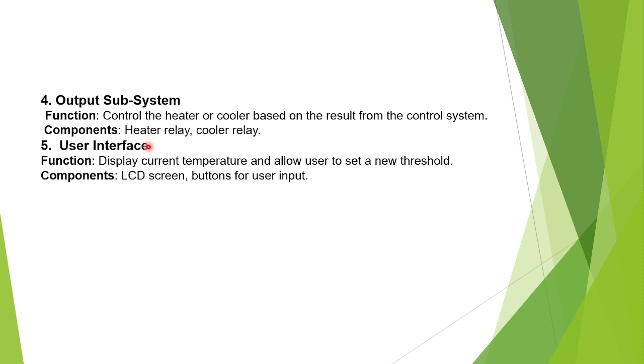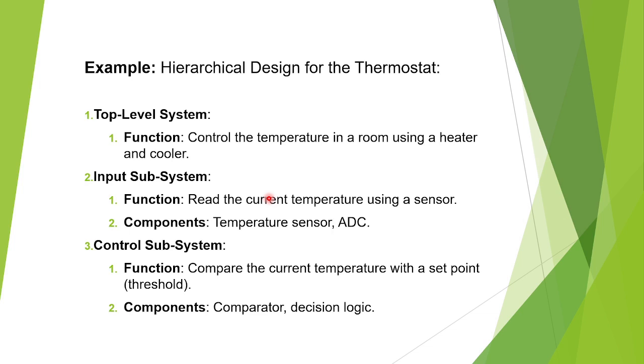And then the last and final step is the user interface, and we develop the user interface so that our user can easily use this thermostat. The functions are to display the current temperature and allow the user to set a new threshold. What are the components used? These are the LCD screen and buttons for input. Without this user interface, the user can't operate the thermostat because he doesn't know how to use it and what the functions of the thermostat are.